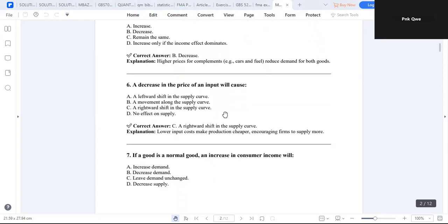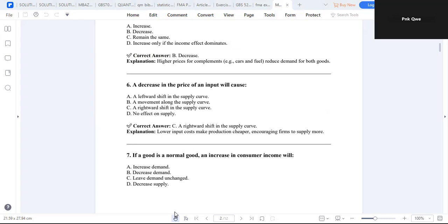Question number 6. A decrease in the price of an input will cause what? Here we must understand that lower input costs usually reduce what? Production costs. Low input costs will reduce production costs. In return, it will encourage producers to supply more.